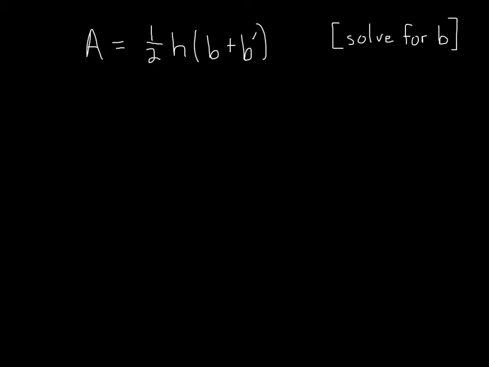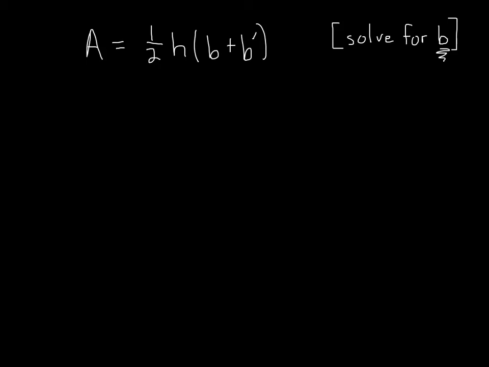The only trick is you have to treat letters like numbers. And at this point, the only thing that we can worry about is solving for b. That means we want to get b by itself. So the first step in doing this is to get rid of any multiplication. I want only addition and subtraction in my little formula.